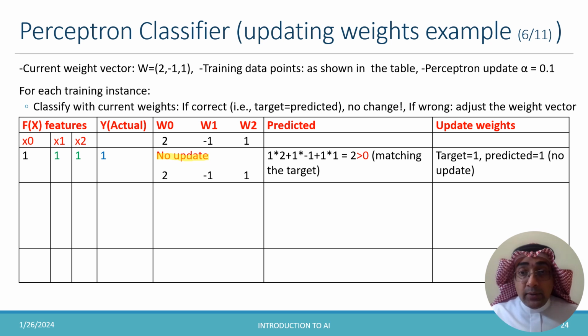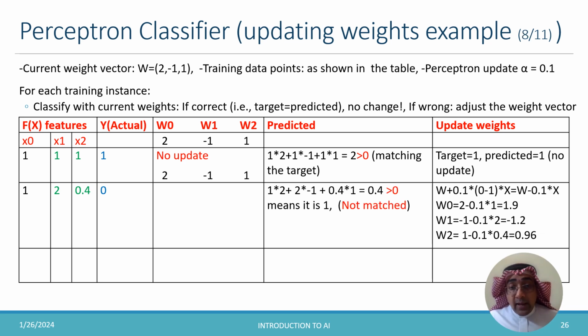Let's take the second point now. The second point was 2, 4, and notice we add the 1 over here, and it had a label of 0. And now when we do this, notice what's going to happen. We multiply the 1 by 2, the 2 by minus 1, and the 0.4 by 1, and we add them all together, and we get a 0.4. The 0.4 is greater than 0. The greater than 0 means that my predictor is predicting it as label 1, where the actual label is 0. So now I have to update all my weights.